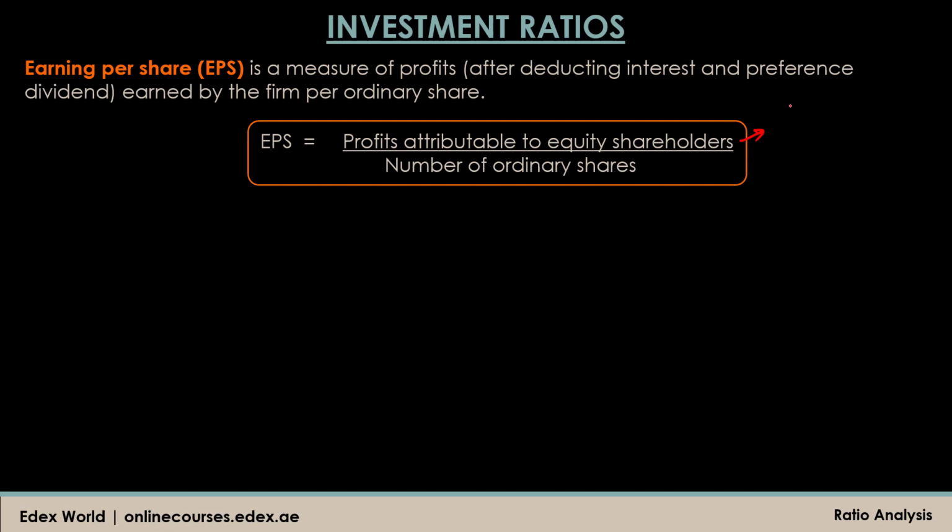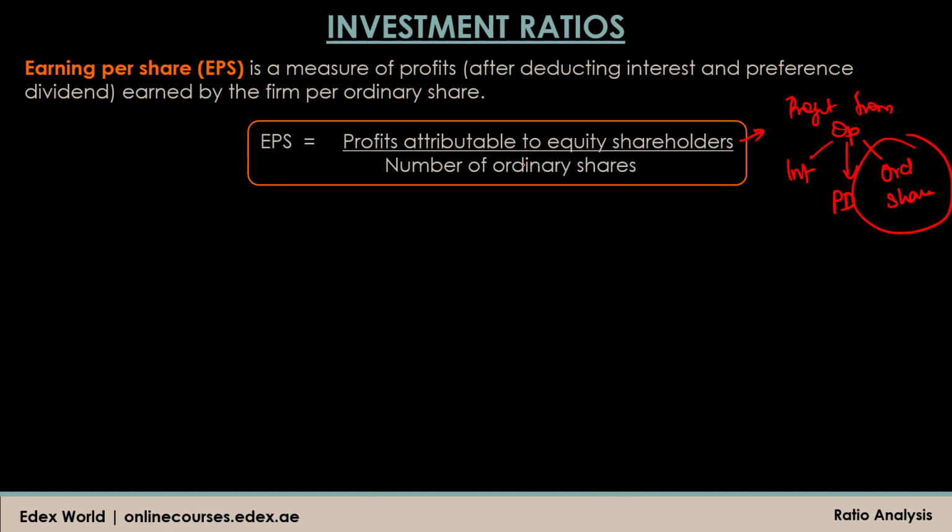Once you get the profit from operations, in the previous slide also I told you, first you have to pay the interest, then you have to pay the preference dividend, and whatever remains, that belongs to the ordinary shareholders. So we are talking about this value or this amount. After making the payments to the debenture holders or the bankers and the preference shareholders, whatever remains, that profit is called profits attributable to the equity or ordinary shareholders.